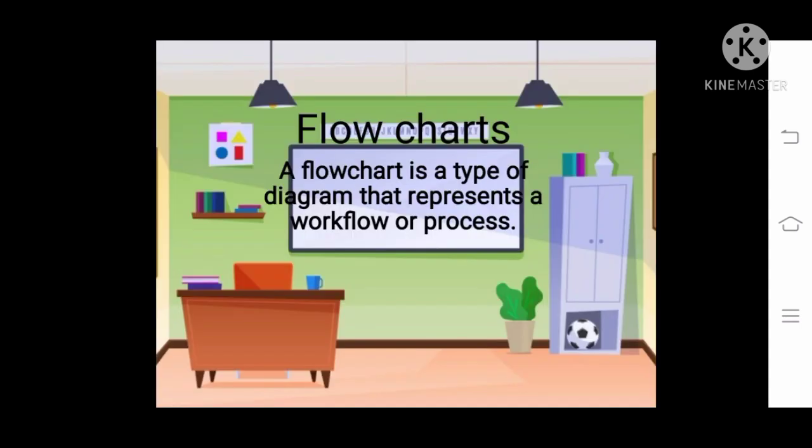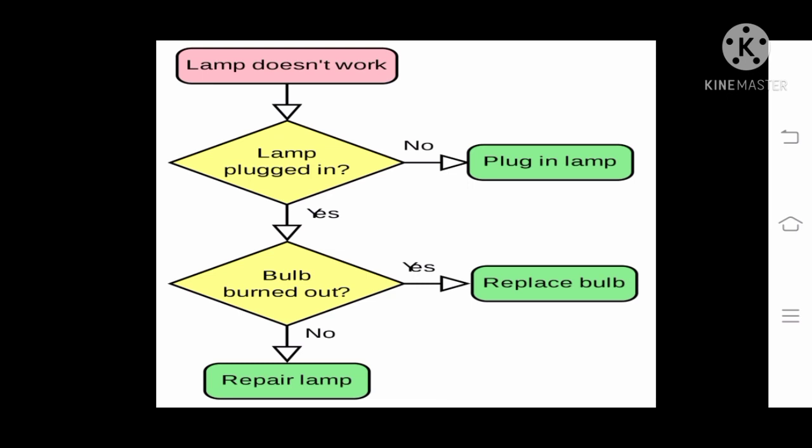Next is the flowchart. A flowchart is a type of diagram that represents a workflow or process. It is also defined as a diagrammatic representation of an algorithm, a step-by-step approach to solving a task. The flowchart shows the steps as boxes of various kinds, and their order by connecting the boxes with arrows. This picture is an example of a flowchart. The student will make a step-by-step process of how to repair a lamp.